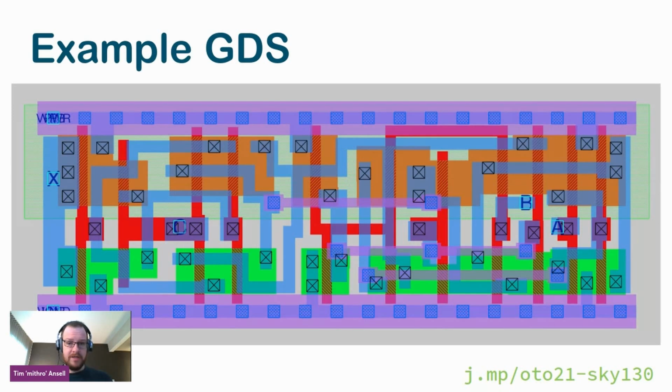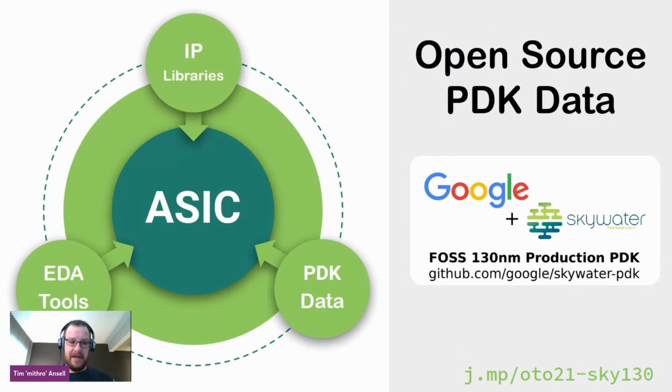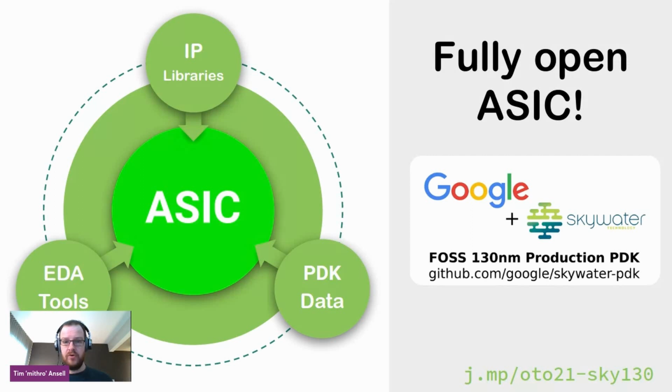And so today we have available the digital standard cells, we have IO and periphery cells, we have primitives and DRC things, we have analog primitives. I know a lot of people have been waiting on this, but we have build space for SRAM available now. And hopefully in the next couple of weeks, we will also have a ReRAM PDK that enables you to use ReRAM on MPW4. This open source PDK data, I believe, is really important to filling out that fully open source ASIC result.